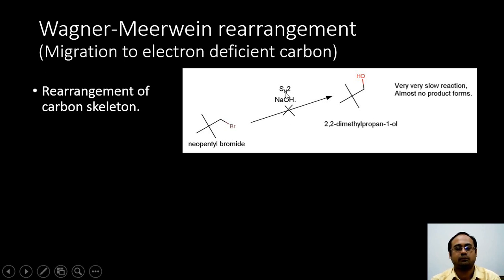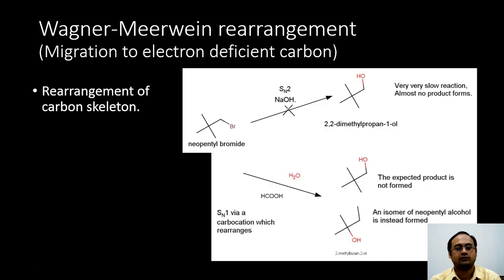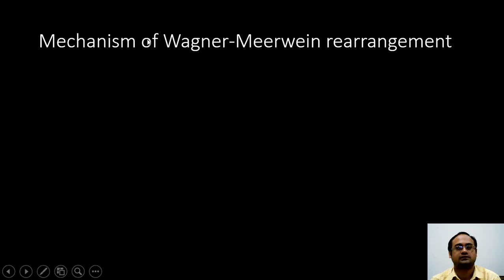This we have studied in POC1, where we understood why the nucleophilic attack at this carbon center is hindered because of the steric factors. But if the same compound is treated with water under acidic conditions, these conditions are suitable for SN1 reaction, which proceeds through a carbocation. Instead of obtaining the expected substitution product, we obtain a rearranged product, which is an isomer of the neopentyl alcohol. So how can we explain the formation of this new product? That means we want to understand what is the mechanism of the Wagner-Meerwein rearrangement.